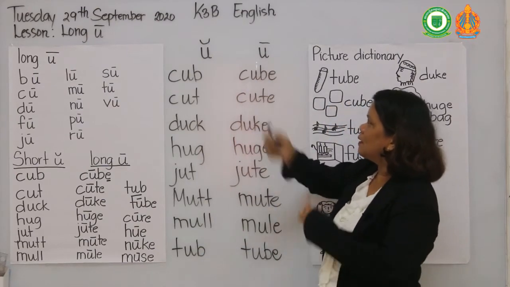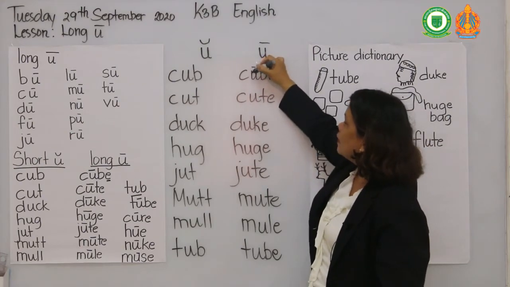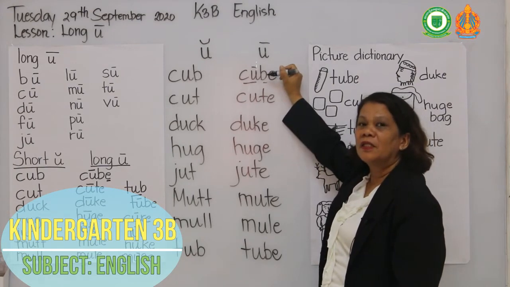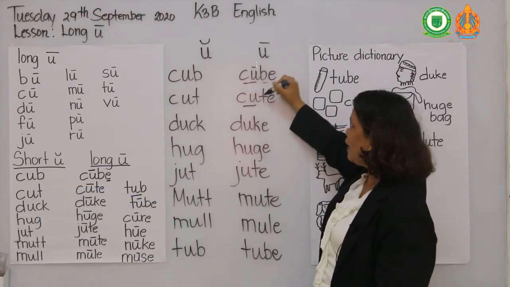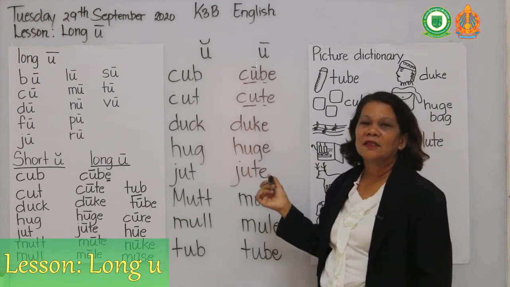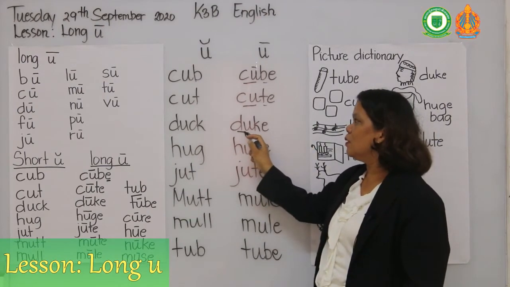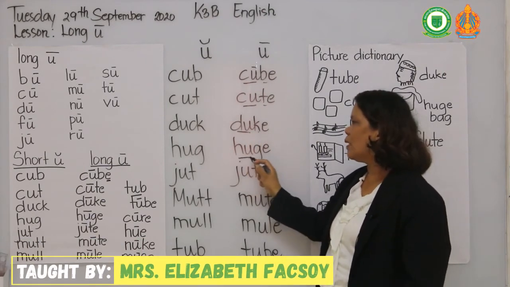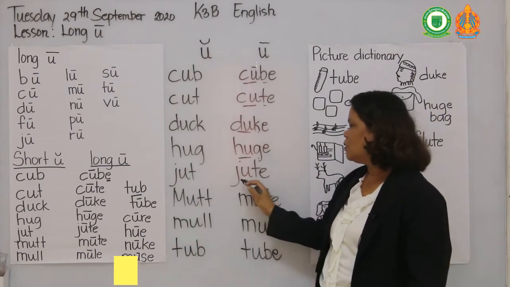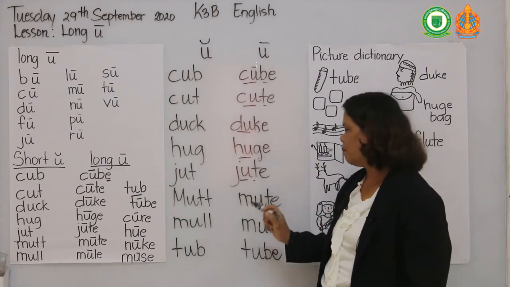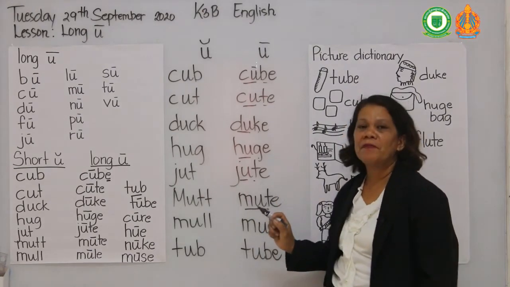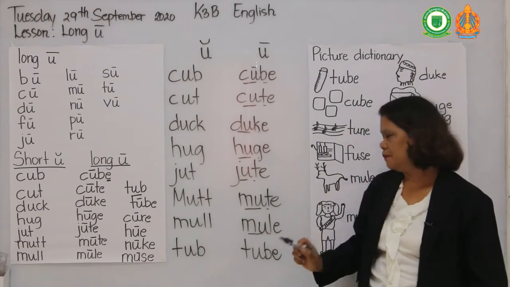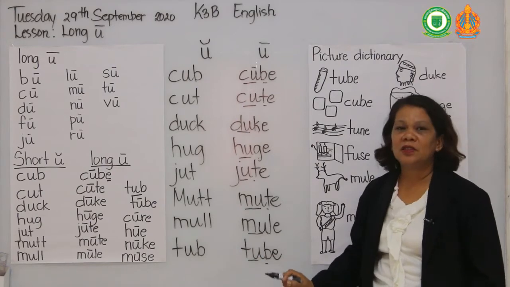This one is K and U. K and U is cu and bu, cube, cube. This is cu again and tu, cute, cute. This is du and ku, duke, duke. Hu and ge, huge. Ju and tu, jute. Mu and tu, mute, mute. Mu and le, mule. Chu and bu, tube.